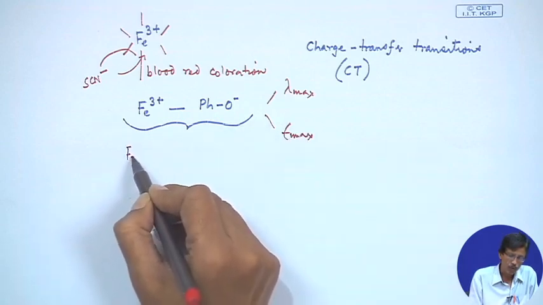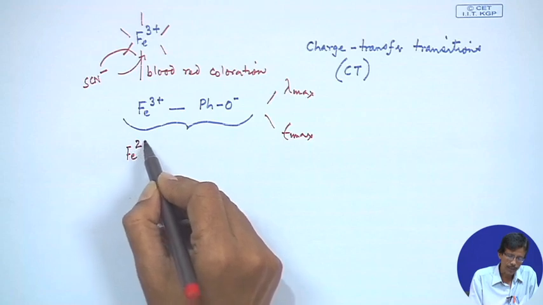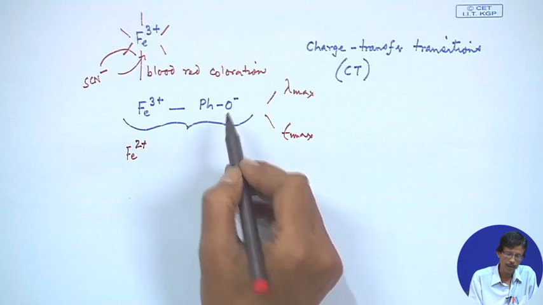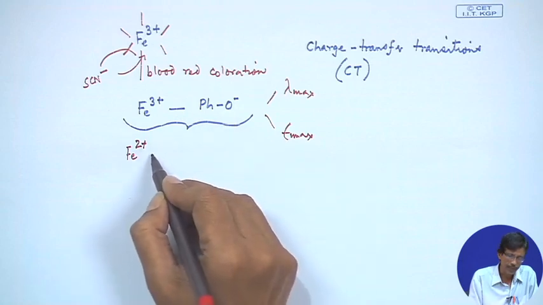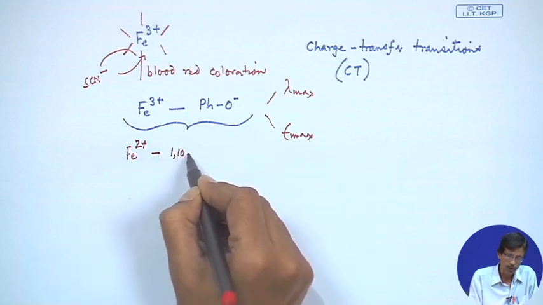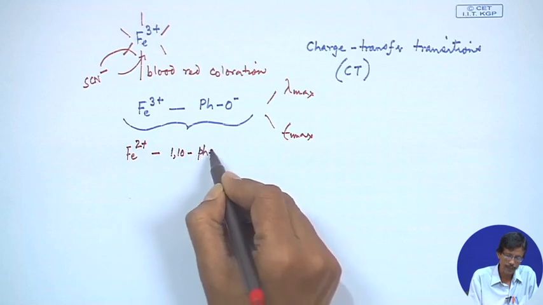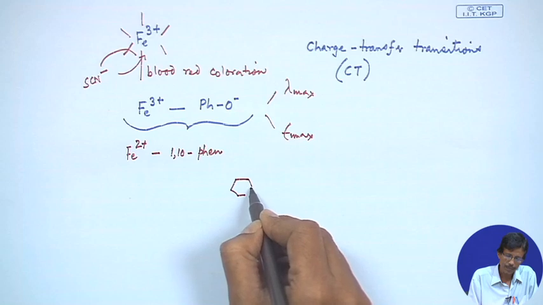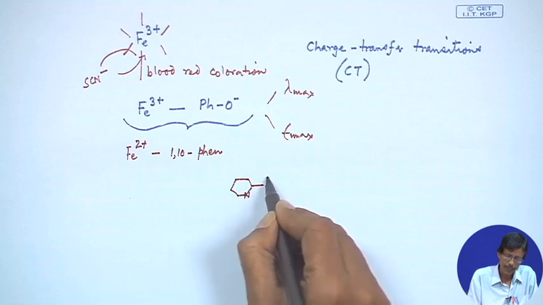Then Fe2+: if Fe3+ can be detected by the presence of thiocyanate and phenolate ion, Fe2+ can be detected by ortho-phenanthroline, or 1,10-phenanthroline, as the ligand, which is a very simple ligand with N.